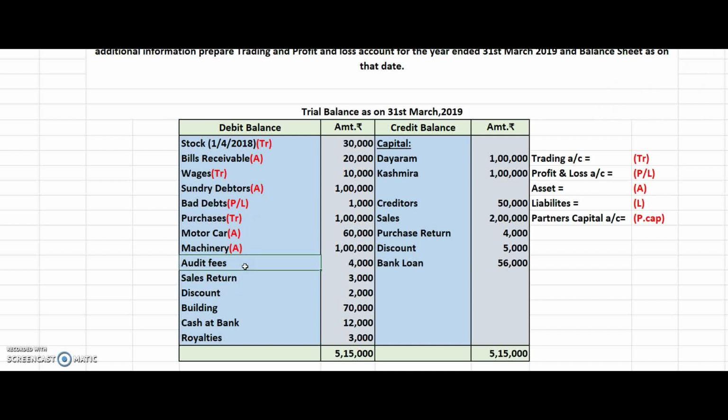ऑडिट फीस. व्हाट डज ऑडिट फीस मीन? ऑडिट फीस वो फीस होते हैं जो आप चार्टर्ड अकाउंटेंट को देते हो, क्योंकि वो ऑफिस में आके चेकिंग करता है, अकाउंट्स का चेकिंग करता है. तो ऑडिट फीस ऑफिस के साथ कनेक्टेड है, इसके लिए आप उसको प्रॉफिट एंड लॉस अकाउंट में लिखोगे.